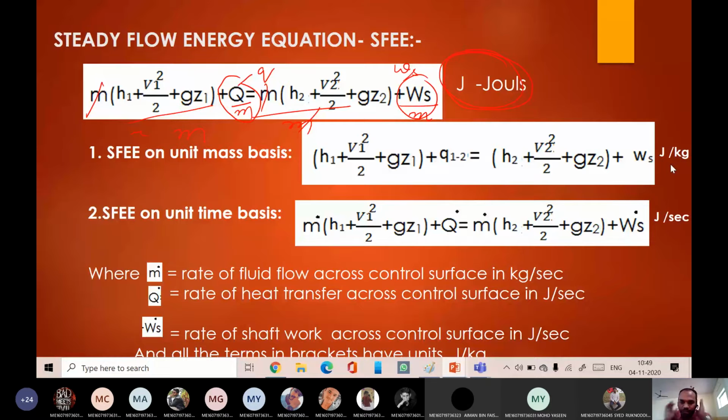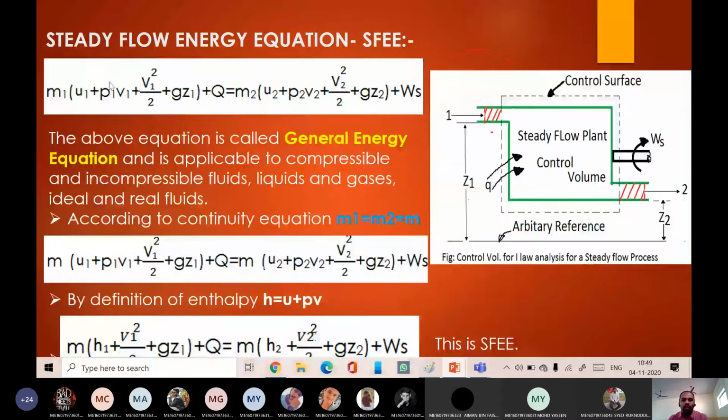Suppose you want the units per time. At that time you need to consider the mass flow rate, m dot, which is called flow of mass per time, the rate of fluid flow. Rate means with respect to time. So at that time we will get the units as joules per second. So the generalized equation is this one. This is the fundamental equation you should remember. Depending upon our conditions, we can change the equation with respect to the units.